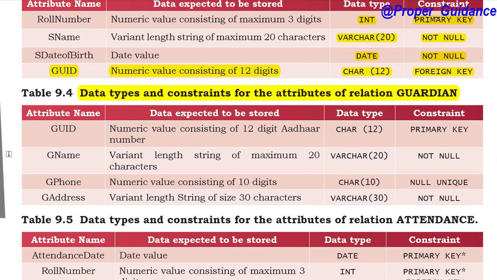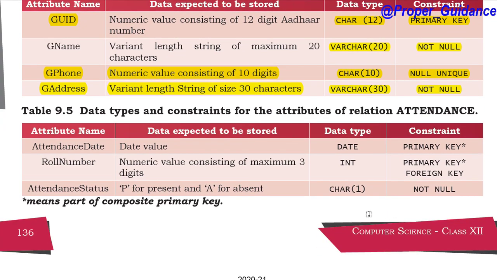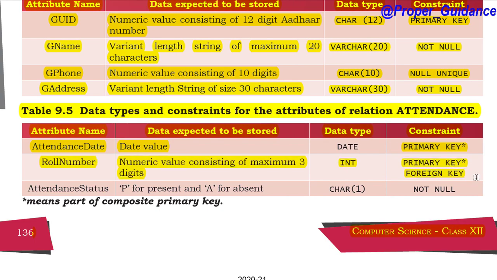Attribute name, data type, constraint, primary key, and Gname, Gphone, Gaddress, all these things are varchar, not null. Okay. So, data types and constraints of the attributes of attendance. Please go through these tables minutely, and the data types and all those things, which is primary key, which is foreign key, all those things.